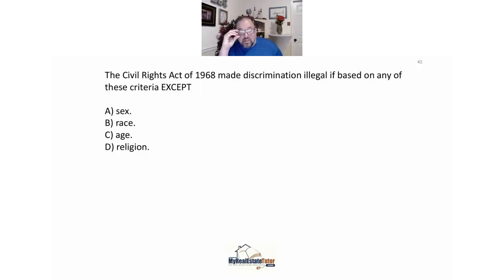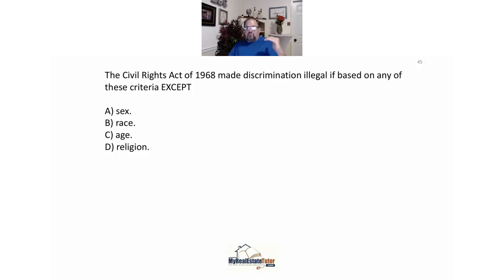it. Okay. The Civil Rights Act of 1968 made discrimination illegal if based on any of the criteria except, what do you think that answer is? The Civil Rights Act of 1968 made discrimination illegal if based on any of these areas except, what do you think that is? 1968 made it illegal based on which of the following?